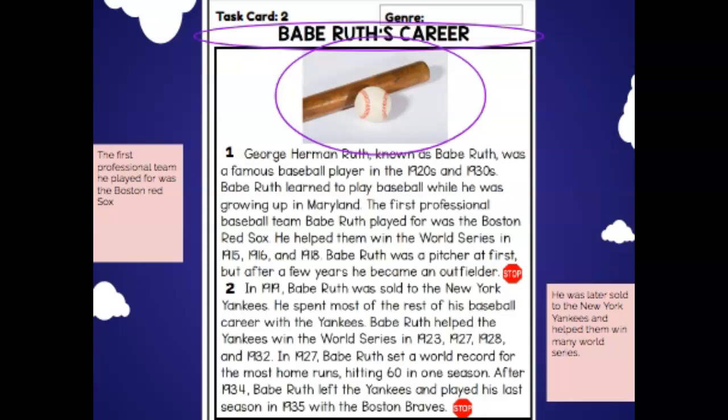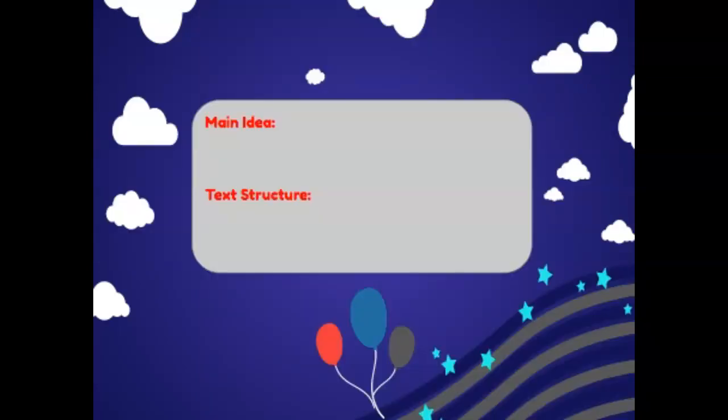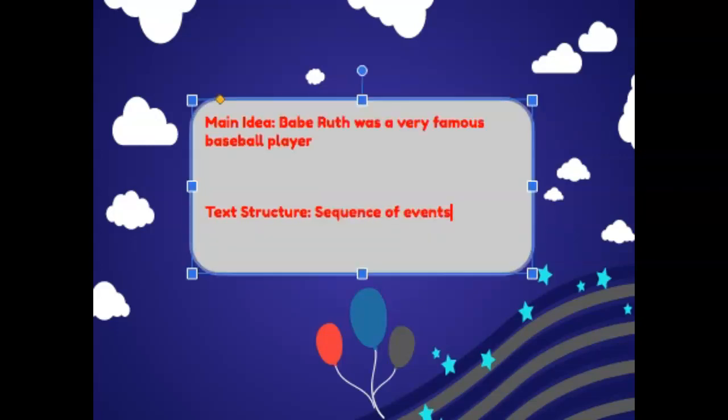If you look, it also tells us many dates, and they go in a specific order. So we can tell by looking at this text that it's providing us with the sequence of events of his baseball career. If you notice, everything's going in a specific order. It's telling us the process that he went through for his career. Main idea. So what do you think the author wanted us to learn from reading this? That Babe Ruth was a very famous baseball player. And the text structure would be sequence of events because it's going through the events for how his baseball career came to be.